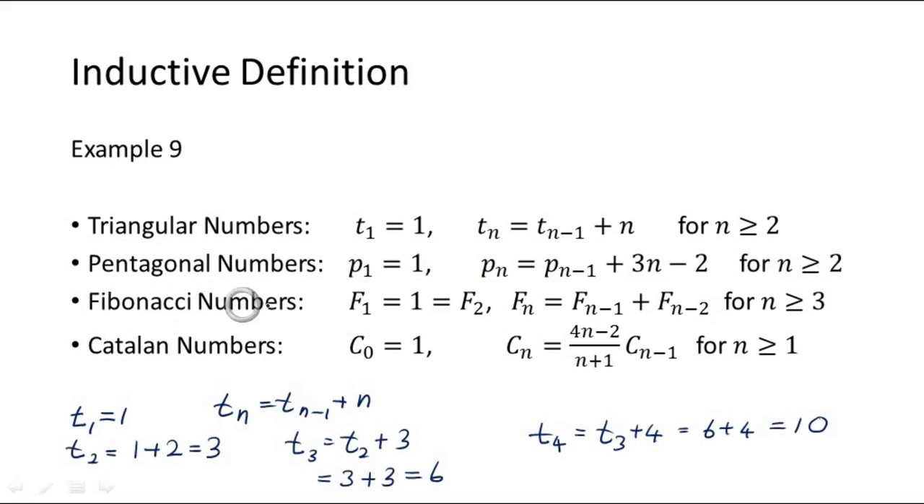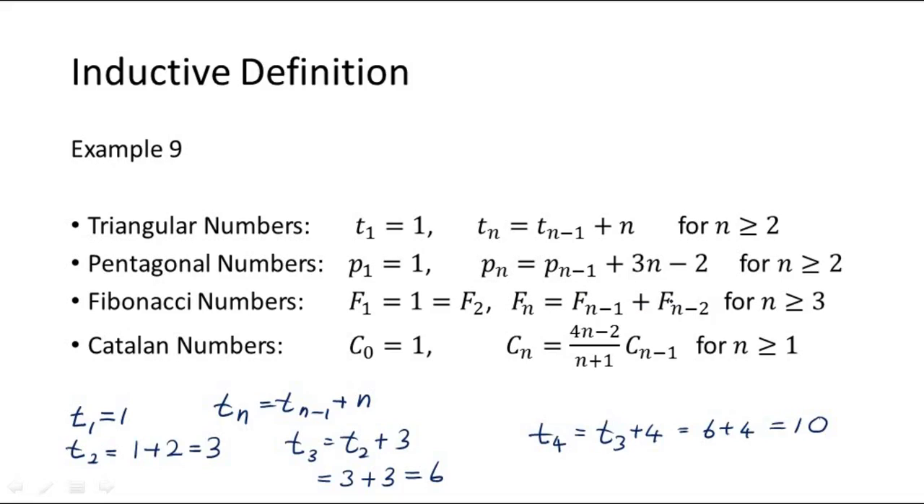Now in the case of Fibonacci numbers, we know that there are two base cases, f1 and f2 are defined independently, and we have set them equal to 1. But for n greater than or equal to 3, we set the nth Fibonacci number equal to the sum of the two previous Fibonacci numbers. We have already seen this example and have used this definition to compute various things about Fibonacci numbers.